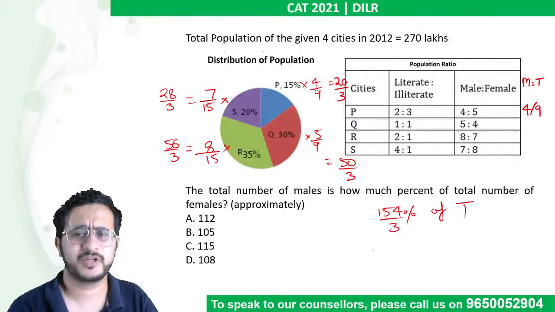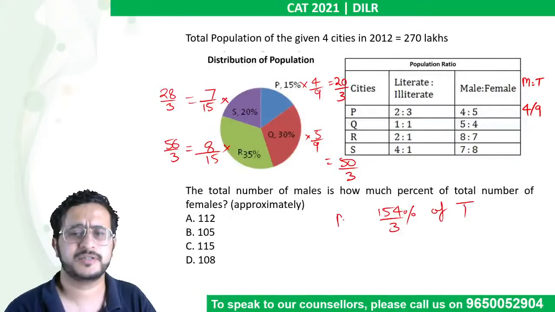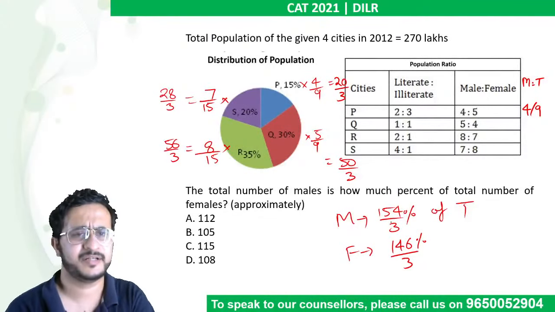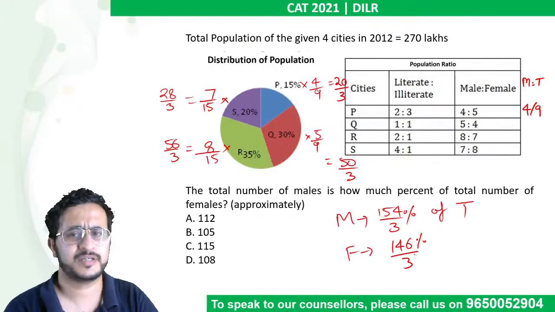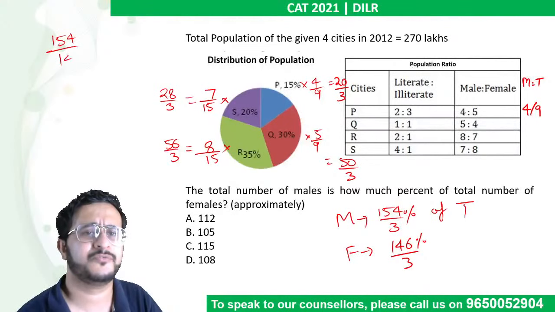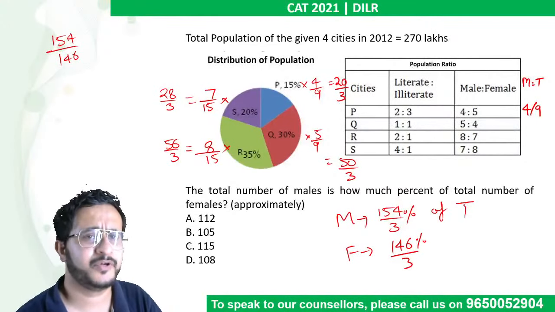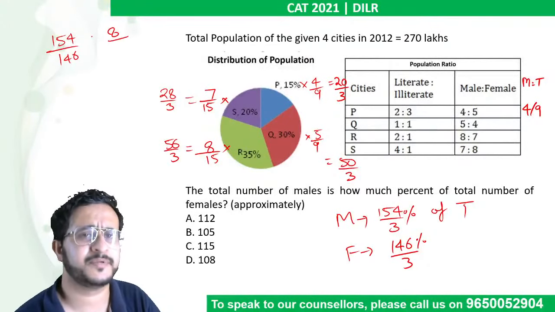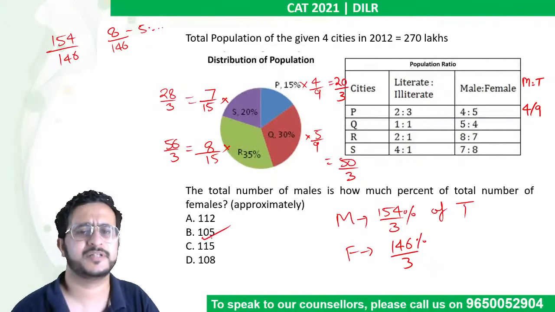I don't care, right? So what will be the female population? This is male population. Female population will be 146/3% because total is 100, right? 154 and 146. Now it is asking that male is how much percent of female? So it is asking 154 is what percent of 146, right? 146 will be 100%. You have extra 8 by 146, so that is 5 point something, so 105%.